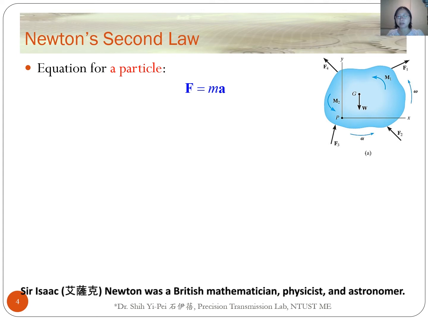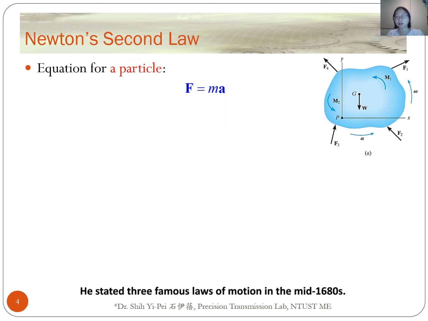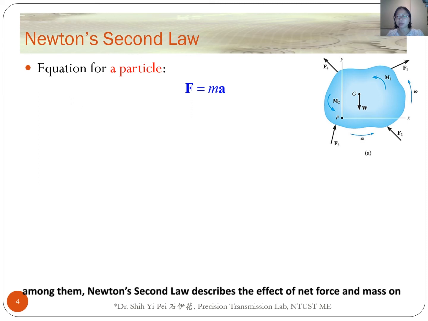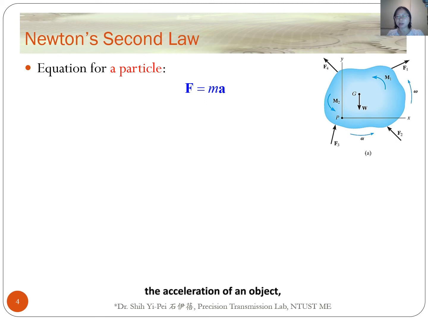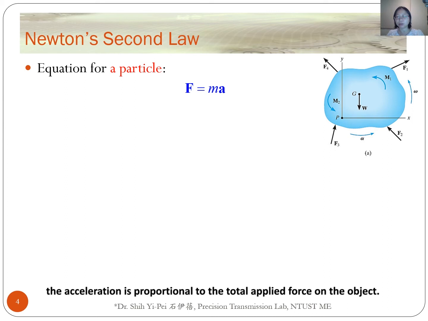Sir Isaac Newton was a British mathematician, physicist, and astronomer. He stated three famous laws of motion in the mid-1680s. Among them, Newton's second law described the effect of the net force and the mass on the acceleration of an object. The acceleration is proportional to the total applied force on the object.